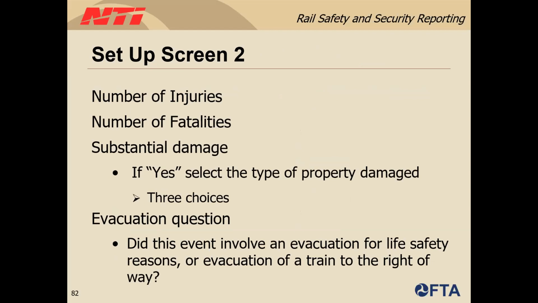The first is the number of injuries and/or fatalities. Then the next question asks if there was substantial damage or not, and if you choose yes, then you get 3 choices of what the damage was to: basically transit property, non-transit property, or both. And then it also asks you if the event included an evacuation for life safety or to the rail right-of-way.